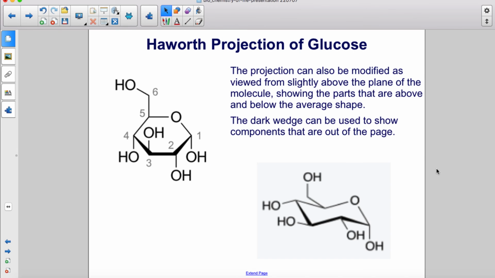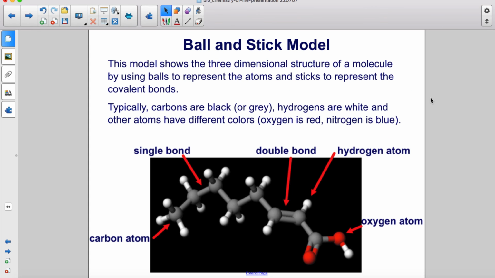The projection can also be modified as viewed from slightly above the plane of the molecule, showing the parts that are above and below the average shape. The dark wedge can be used to show components that are out of the page. This model shows the 3-dimensional structure of a molecule by using balls to represent the atoms and sticks to represent the covalent bonds. Typically, carbons are black or gray, hydrogens are white, and other atoms have different colors. Oxygen is red, nitrogen is blue.